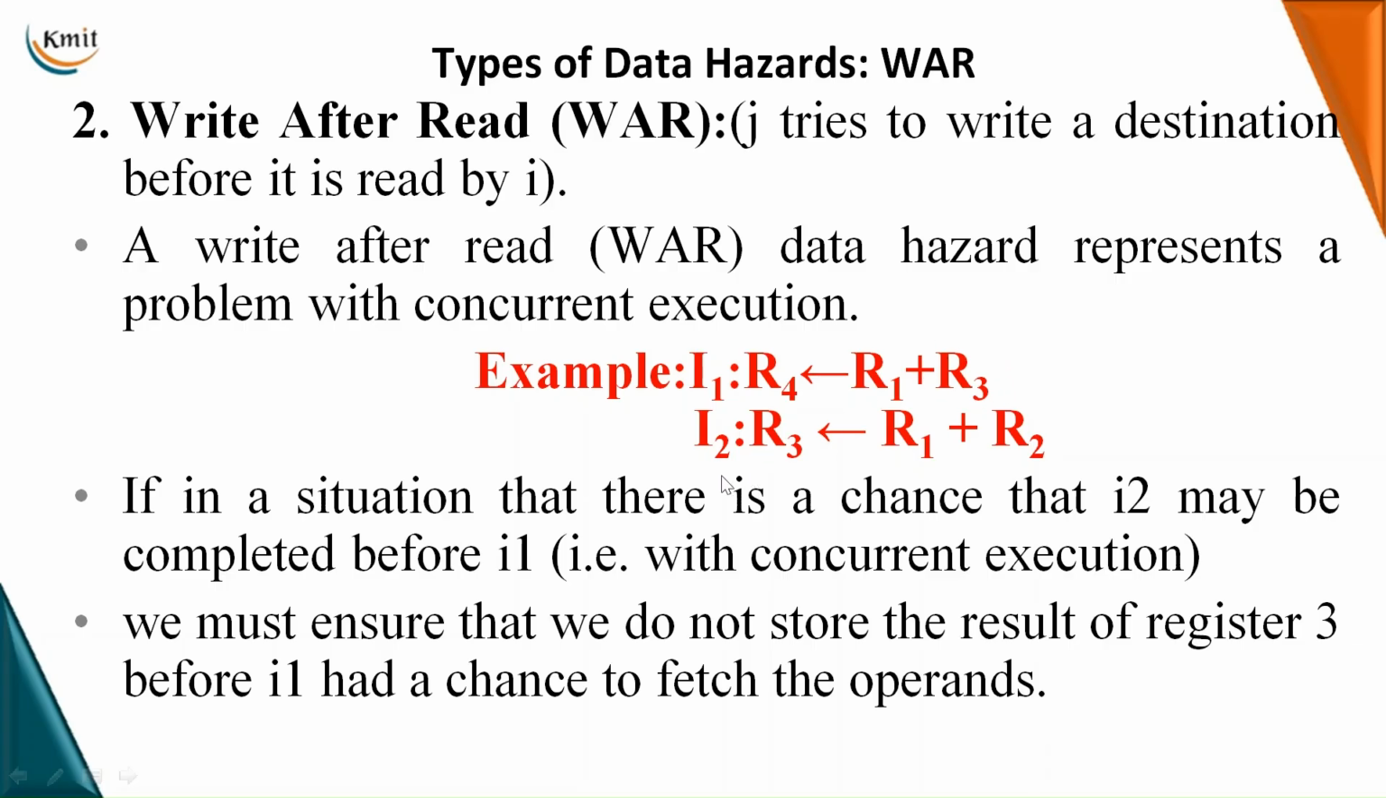The problem here is when I2 completes its execution before I1. What happens at that point of time is that there is a possibility that the write back stage of I2 will take place before I1 reads this particular value. So we call it a write after read situation. There is a chance that I2 may be completed before I1, so we must ensure that we do not store the result in register R3 before I1 has had a chance to fetch the operand. That is the reason we call it a write after read. We have to perform the write operation of instruction I2 only after the read operation of instruction I1 has been completed. This is called a write after read data hazard situation.